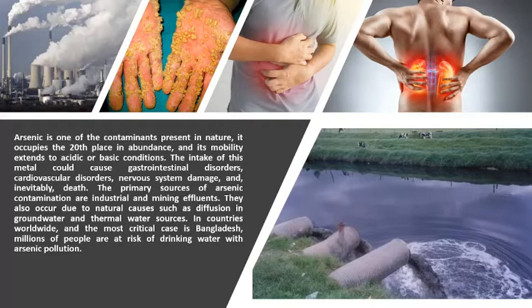The primary sources of arsenic contamination are industrial and mining effluents. They also occur due to natural causes such as diffusion in groundwater and thermal water sources. In countries worldwide, and the most critical case is Bangladesh, millions of people are at risk of drinking water with arsenic pollution.